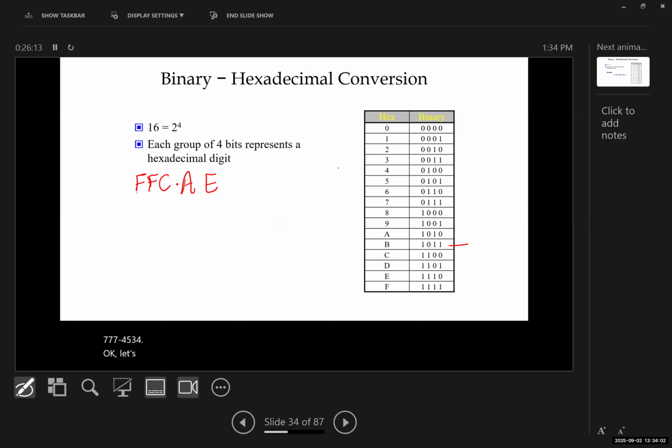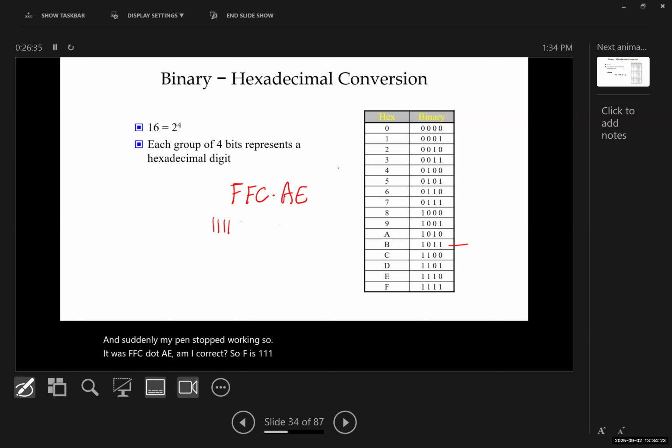Let's double check it. It was FFC.AE. Am I correct? Yes. So F is 1111. F is again 1111. And C is 1100. And A is 1010. And E is 1110.